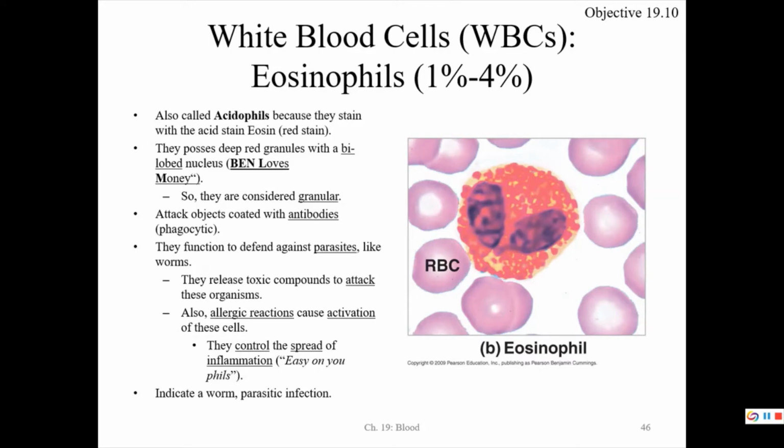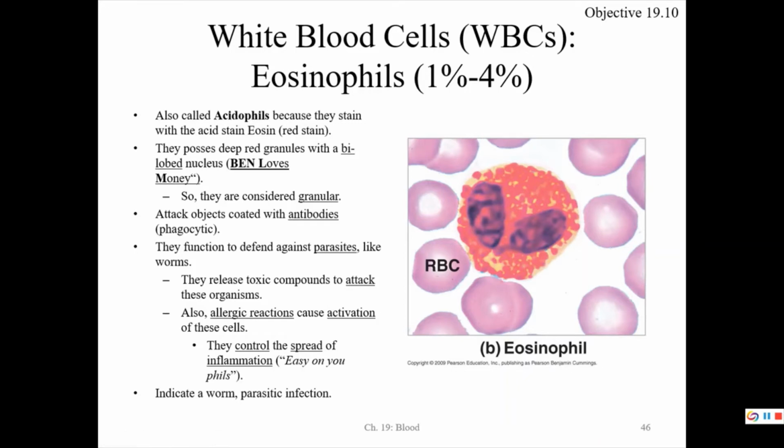Okay, white blood cells called acidophils. Acidophilic, they like acid. Eosin is an acidic stain. These guys kind of look like Spider-Man. They have what is called a bilobed nucleus and deep red granules. They are granular, Ben granular, B-E-N-E, eosinophil. They attack anything coated with antibodies as well, so they are phagocytic, neme phagocytes, N-E-M-E, eosinophil.